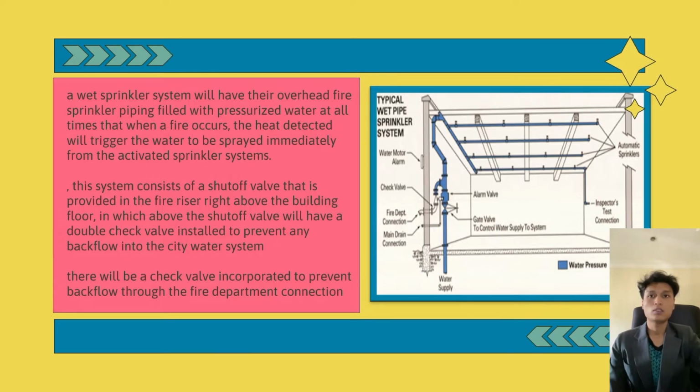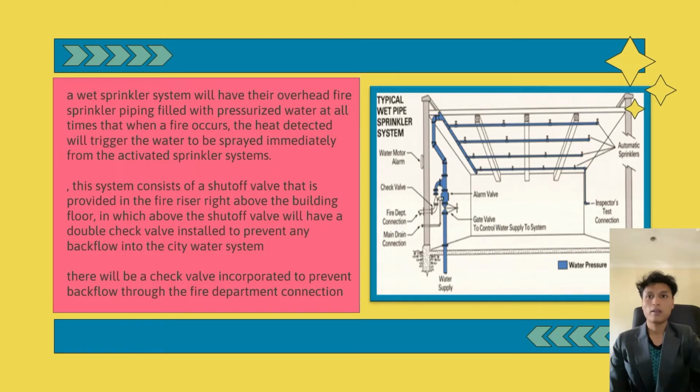Generally, the system consists of a shut-off valve that is provided in the fire riser above the building floor, above which will have a double check valve installed to prevent any backflow into the city water system. This particular valve is then followed by a shut-off valve with an outside access having an indicator to signal whether it is open or closed. Normally, the valve is open with a chain and a padlock applied to prevent tampering.